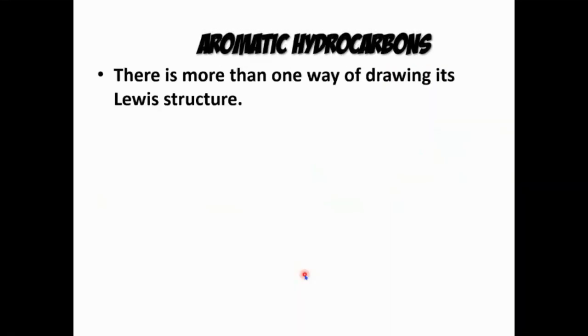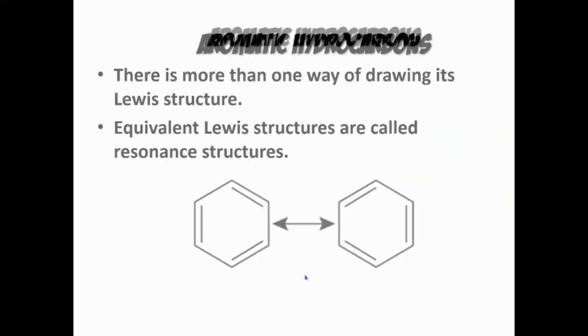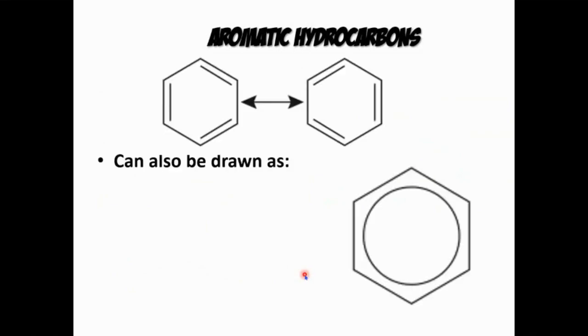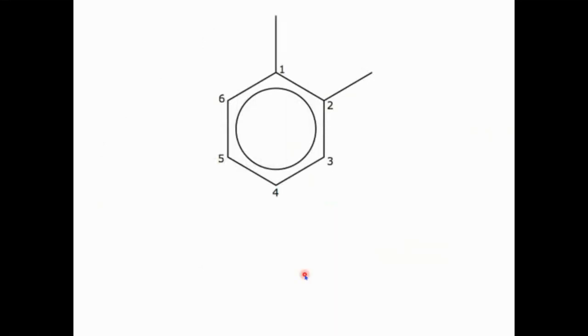So there is more than one way of drawing its Lewis structure. Equivalent Lewis structures are called resonance structures. Yan ha, tandaan natin. So this shape can also be drawn as ganyan. And then meron tayong example. Ano yung kanyang pangalan? Apply lang natin yung rule, no? So ang pangalan niya, meron na tayong respective numbering, di ba po? And then ang pangalan niya is dimethylbenzene, no? Yan yung kanyang pangalan.